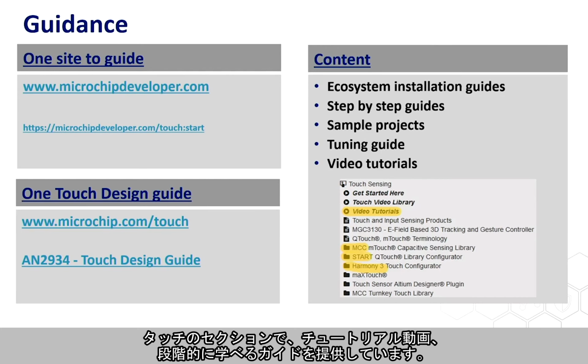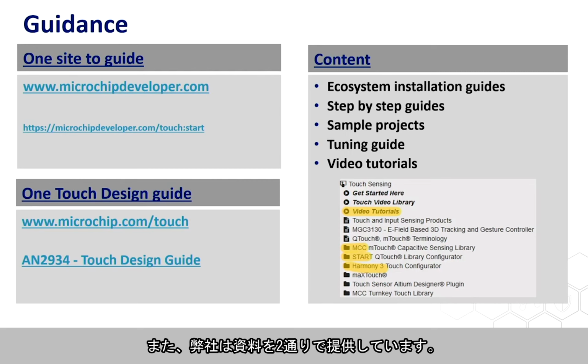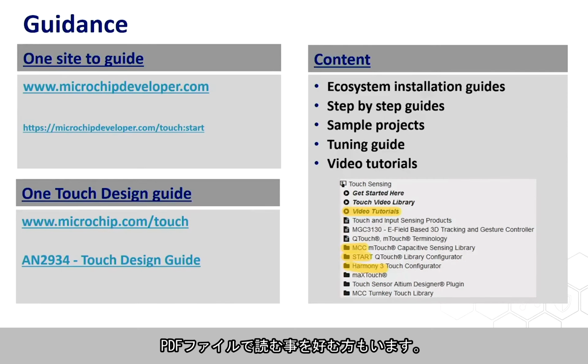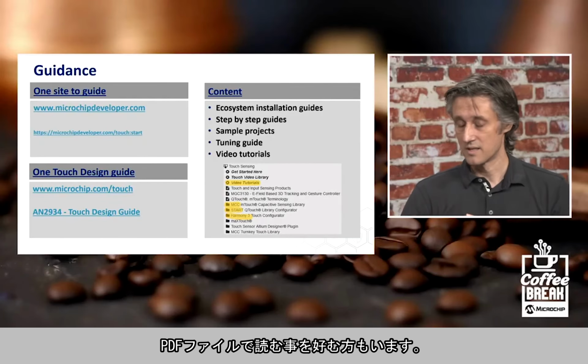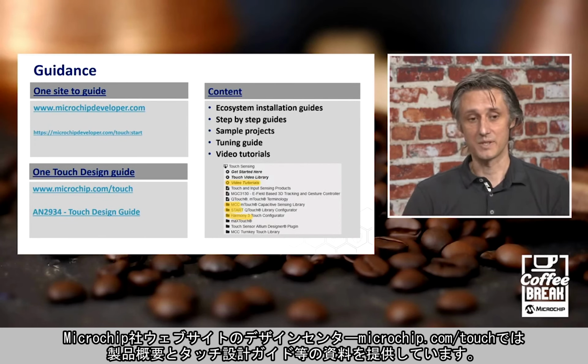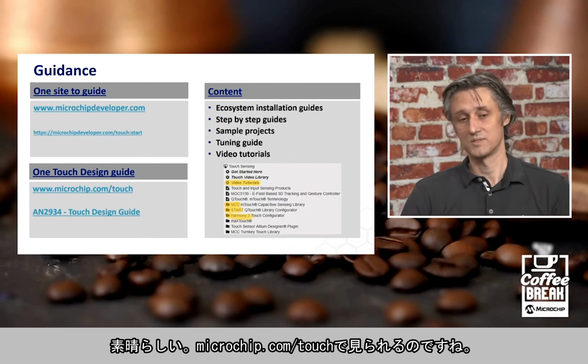There is a section for touch, and there you find video tutorials and step-by-step guides. Most of our documentation is doubled. Some people prefer to have a YouTube video where they can stop, play and pause at their own speed. Others like to read through a PDF with a 1, 2, 3, 4, 5 step-by-step guide. We have both of that. Makes sense. And then on the microchip.com page, again very simple, /touch. There you come to our design center, and there is a lot of documentation. The main documentation is the touch design guide. Nice, and they can find that on microchip.com/touch.